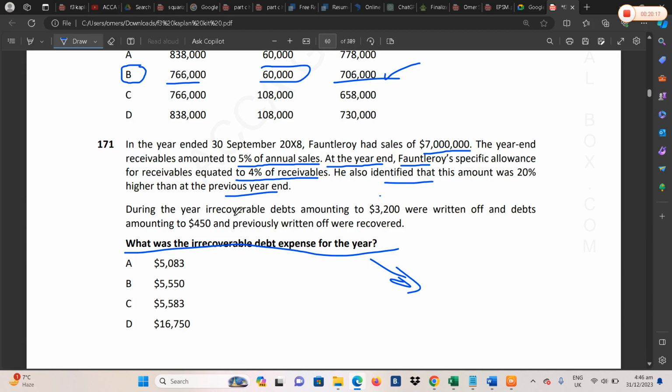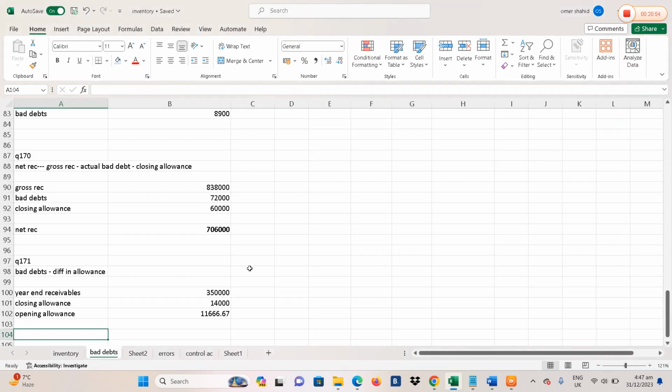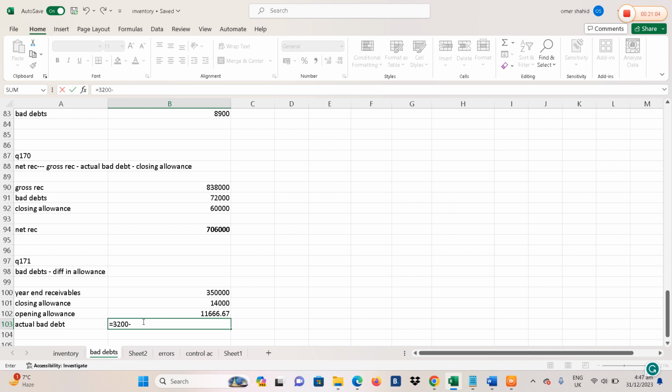Now let's see. During the year, irrecoverable bad debts amounting to 3,200 were written off and debts amounting to 450, previously written off, were recovered. This means how much is our actual bad debt? We need to always see the actual bad debt. So 3,200 was written off, but 450 was recovered. So 3,200 minus 450, 2,750 is our actual bad debt.